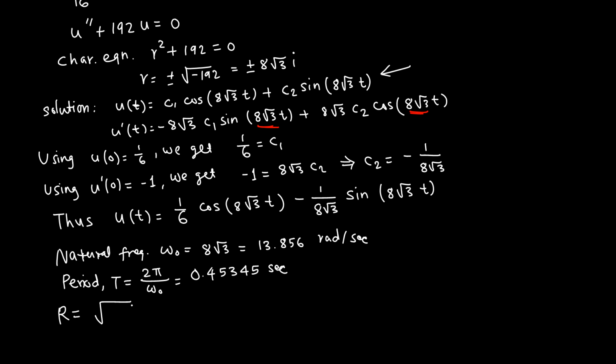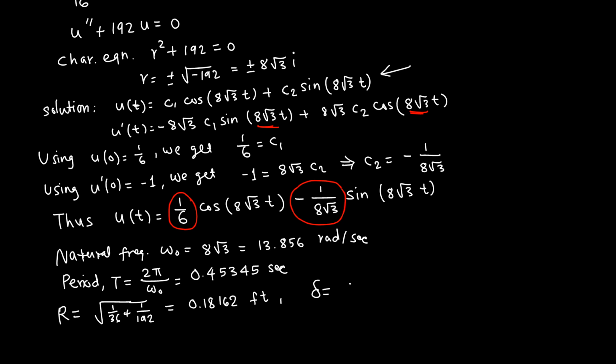And next, the amplitude R is the square root of these constants, c1 squared plus c2 squared. Okay, that's 1 over 36 plus 1 over 192, and if you use your calculator, it comes out to be about 0.18162, that's feet.